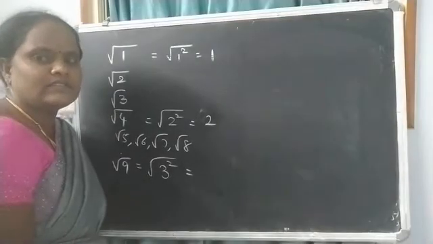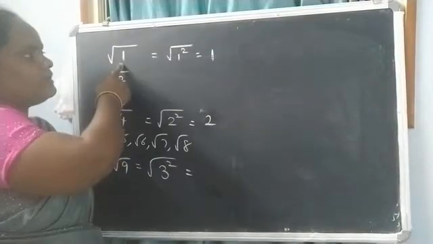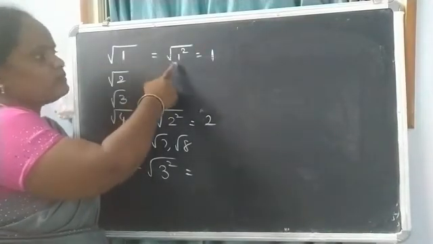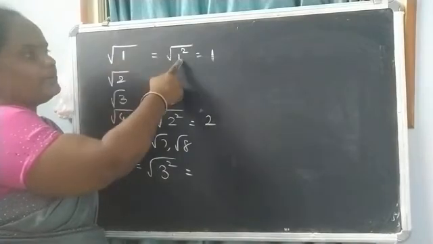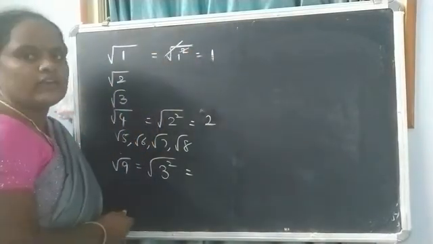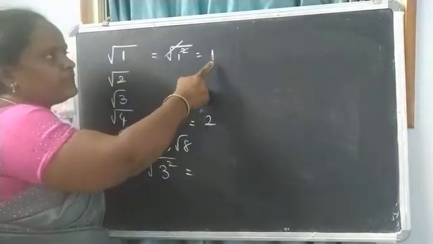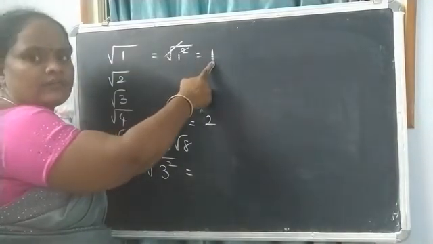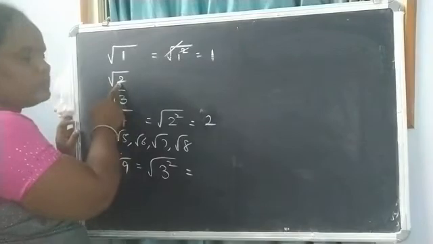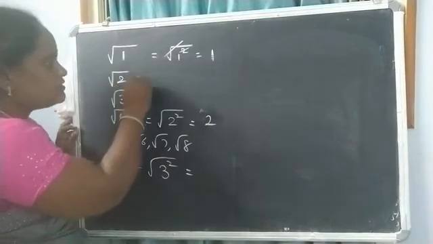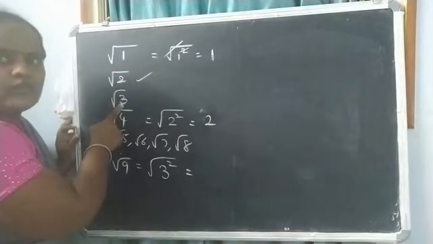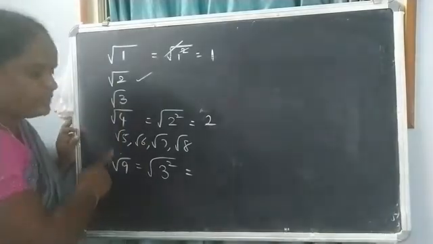Children, now let us observe the following numbers. Root 1, the root of 1, can be written as the root of 1 squared. Square and square root will cancel, so that is equal to 1. This is the square root of 1. Square root of 2: here 2 is not a perfect square, so that itself is the number. Square root of 3: 3 is also not a perfect square.